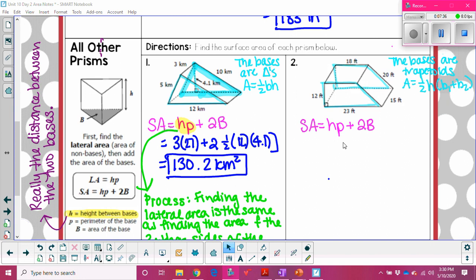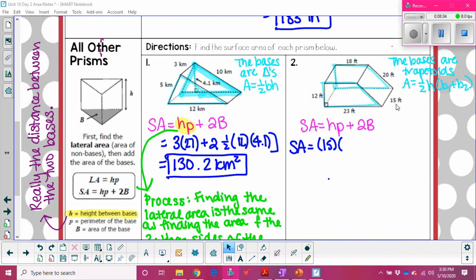Okay, so for this one, your bases are trapezoids. So the formula for the area of a trapezoid, remember, is 1/2 times the height times the sum of the bases. Okay, so I'm just going to fill this in over here. I've got the formula written down already. So we have the surface area is equal to h, which remember is the distance between the two bases. So for here, that would be 15, times the perimeter of the base.